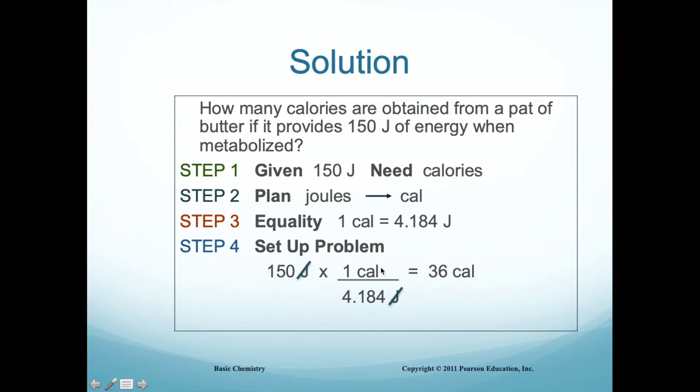So mathematically, when you plug this into your calculator, 150 times 1, which is still 150, divided by 4.184 gives us 36 to 2 sig figs. You might get a longer decimal than that, but they've rounded off to 36 here.